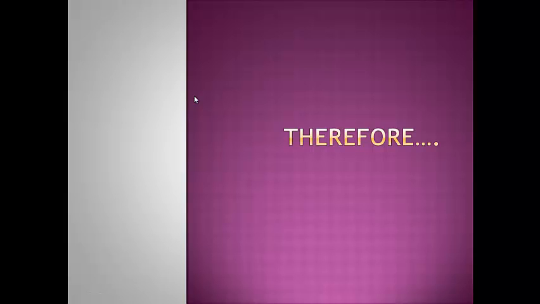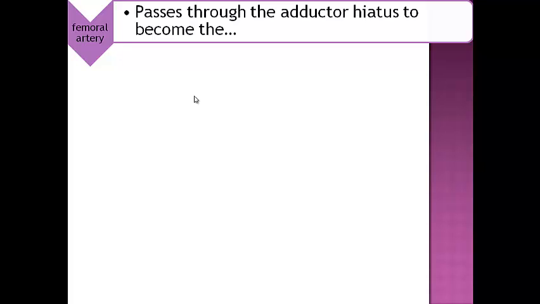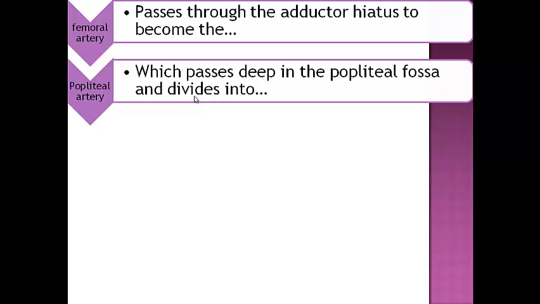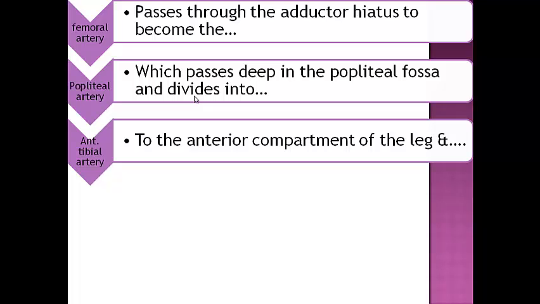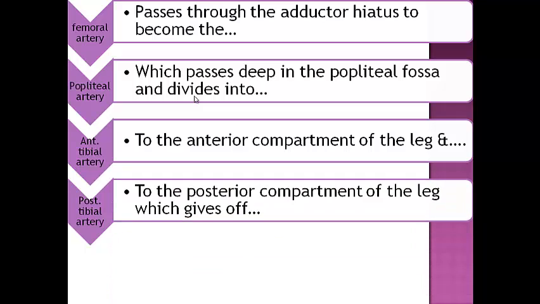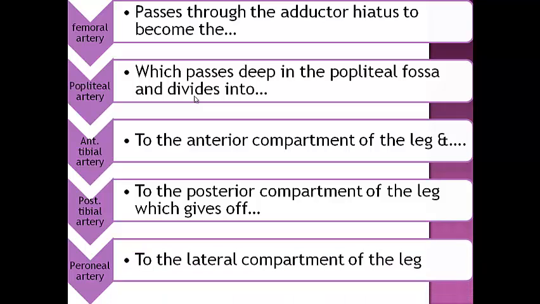So, that was a lot of arteries. Okay, so let's just recap. You've got the femoral artery passing through the adductor hiatus to become the popliteal artery. And the popliteal artery passes deep in the popliteal fossa and divides into the anterior tibial artery, which supplies the anterior compartments of the leg. And the other branch is the posterior tibial artery, which gives the blood supply to the posterior compartments of the leg. And the posterior tibial artery also gives off the peroneal artery, which supplies the lateral compartment of the leg.